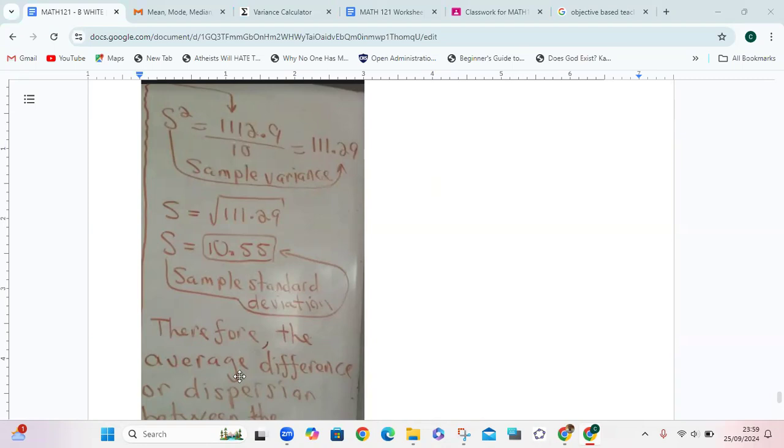So therefore, the average difference or dispersion between the data values is 10.55. On average, the values differ from each other by about 10.55, approximately 11.